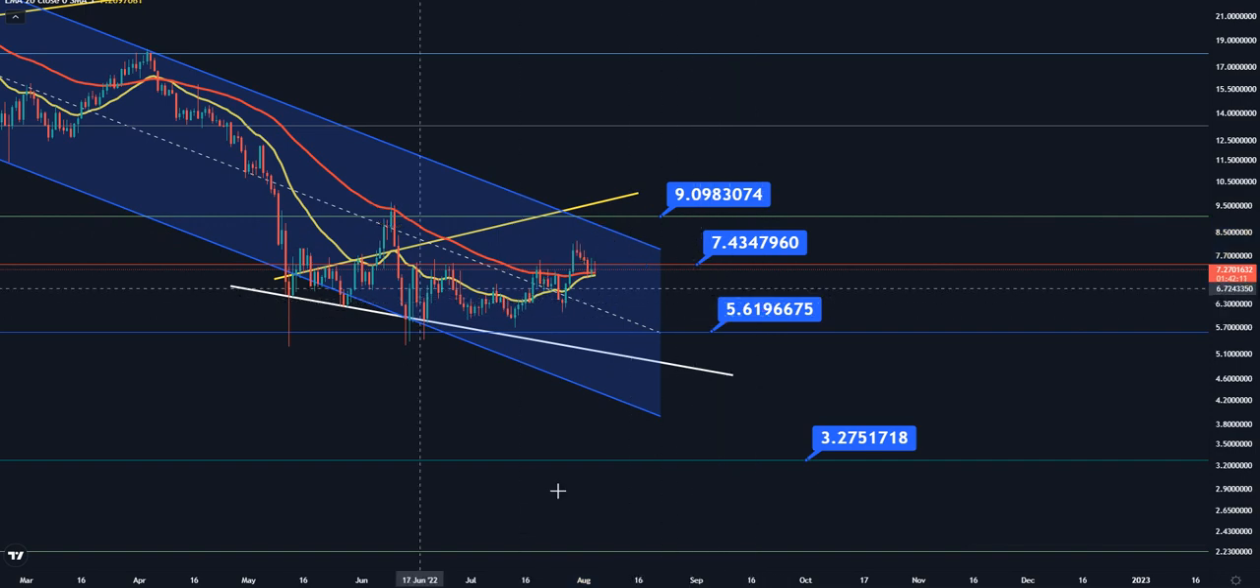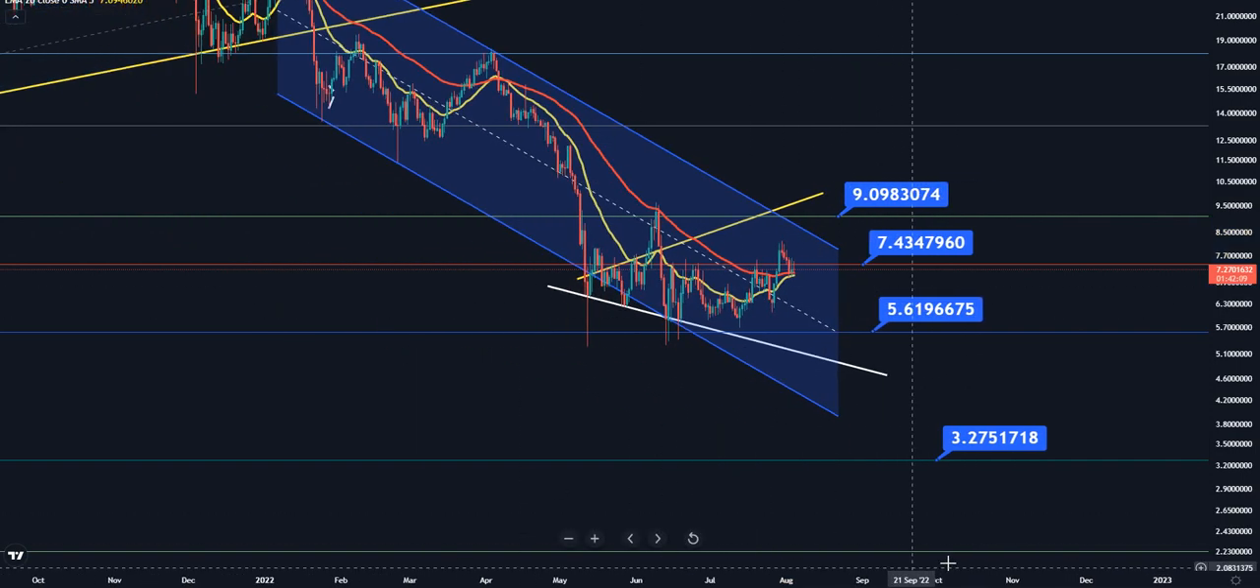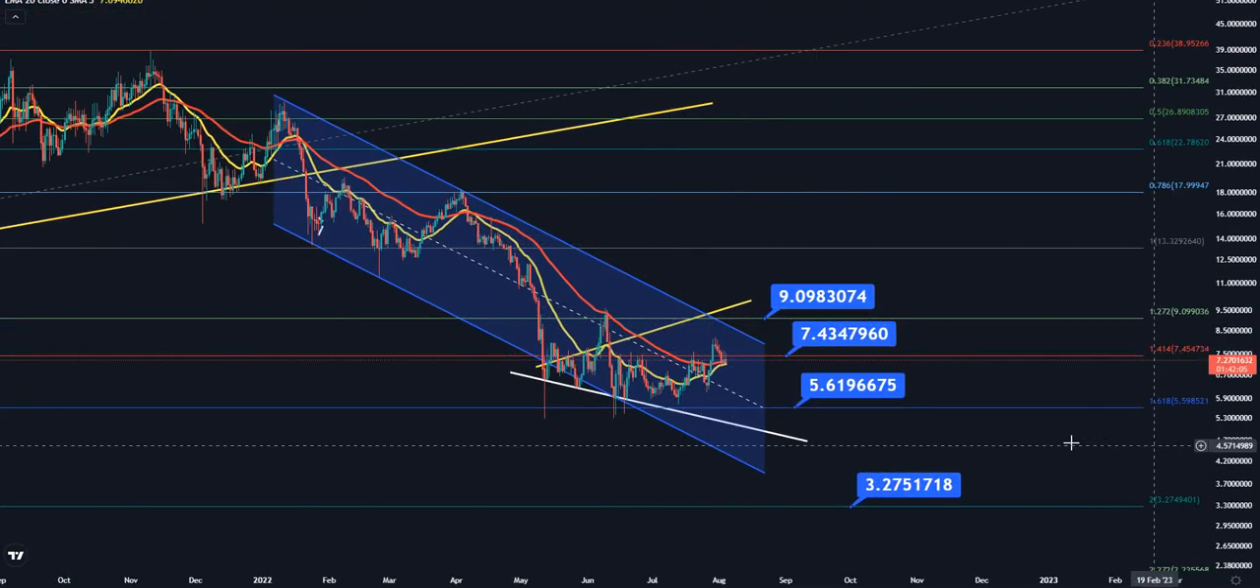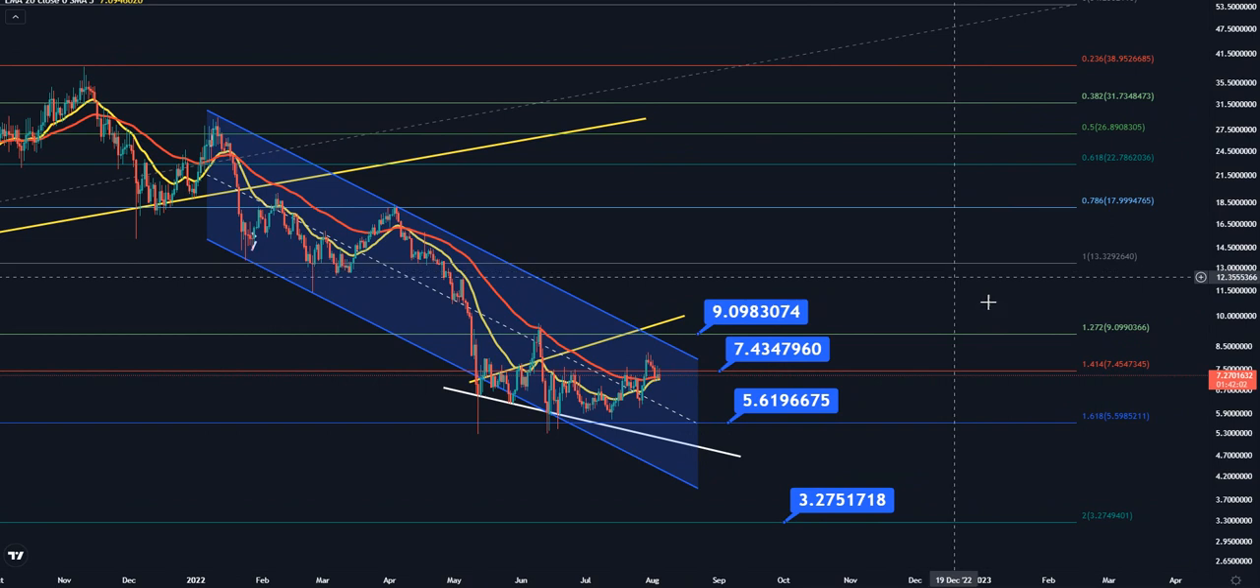But mainly, I do want to see us break out of this channel down pattern, because that would be a very bullish statement from Chainlink. And after that, we do have a target at $13.32, which is basically this low that we have been holding throughout the first quarter of 2022.